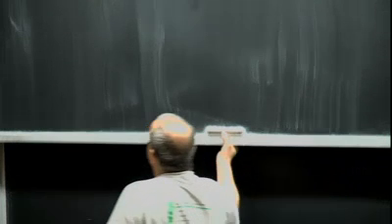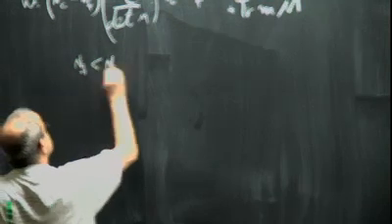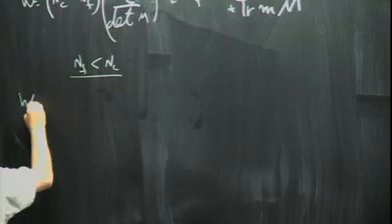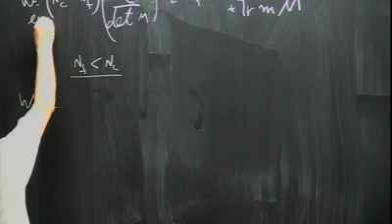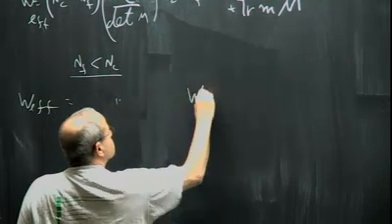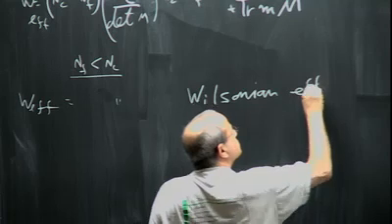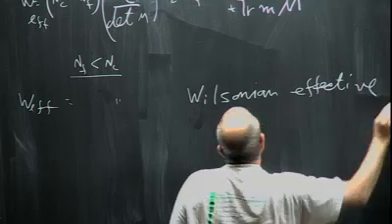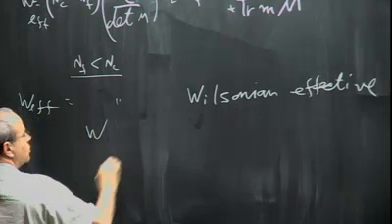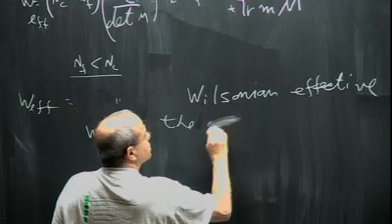And then we considered the non-perturbative dynamics, and we showed that for NF less than NC, we can interpret this W effective as a Wilsonian effective superpotential on the moduli space of vacua, on the classical moduli space of vacua.